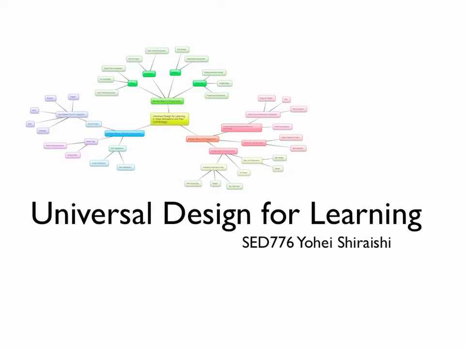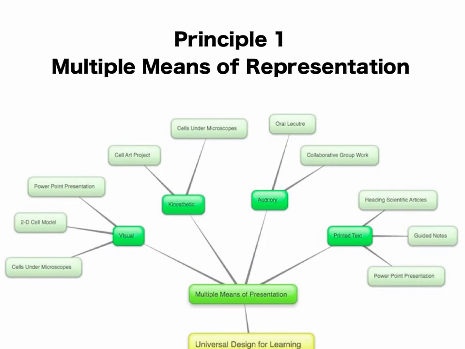I've incorporated all the 3 principles of universal design for learning in my unit plan. Please refer to the semantic map that I created, which includes specific examples for each of the principles. The first principle is multiple means of representation.